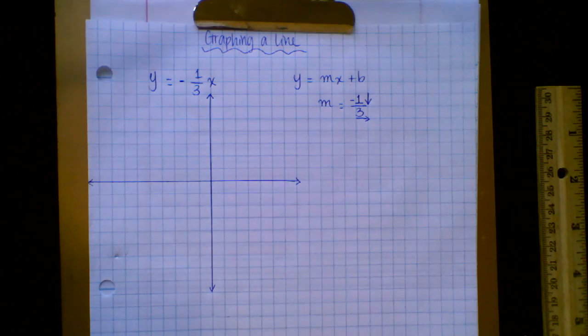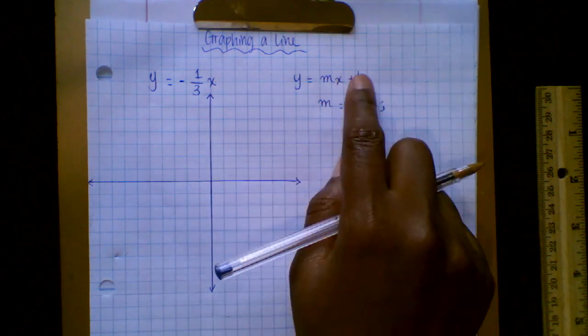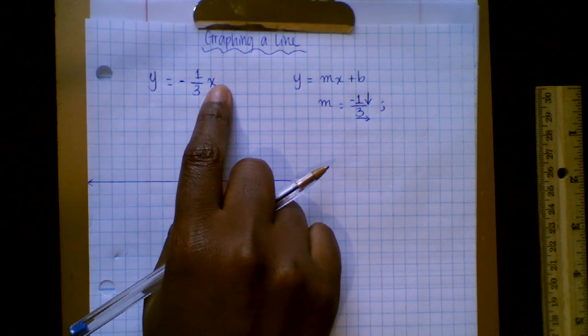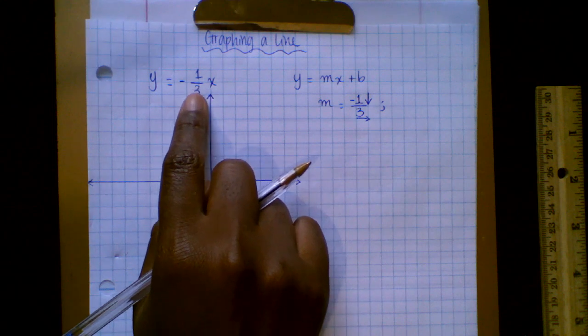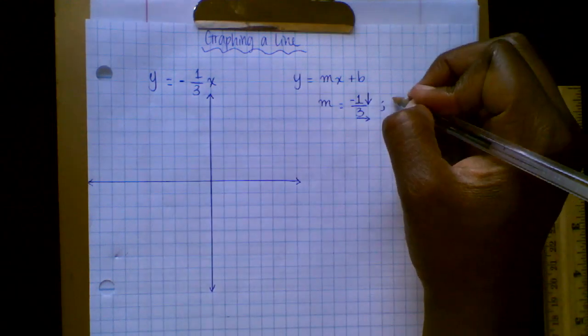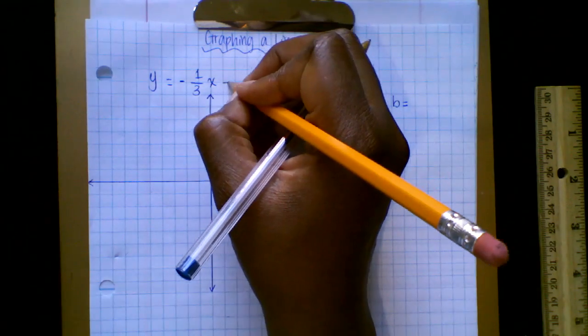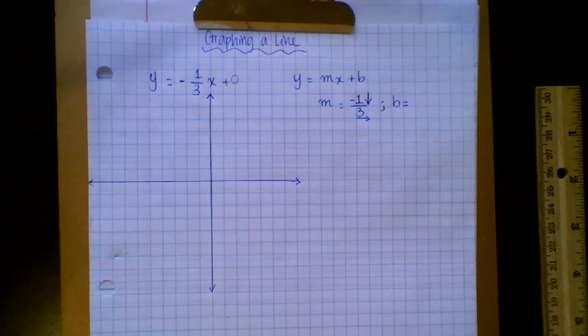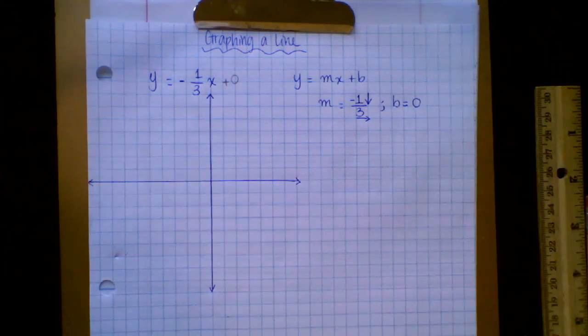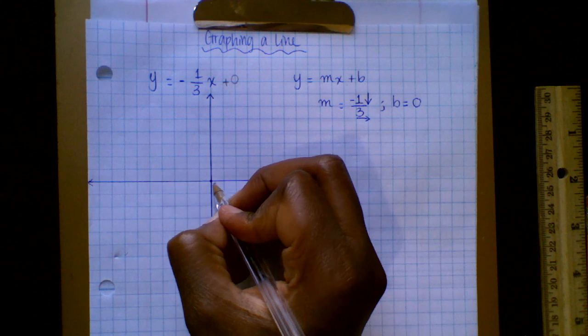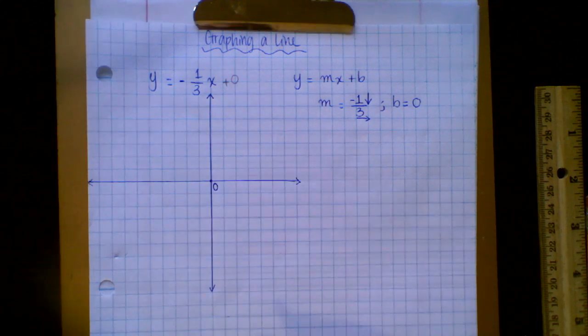From which point am I going to start? Remember, we always want to start from the y-intercept, the number by itself. I don't see a number being added or subtracted from -1/3 of x. If you don't see a number added, the number is +0. So the y-intercept is 0. What does it mean for the graph? It means that the line is passing through the origin. The y-intercept is the origin, so I'm placing a dot at the origin. That's where we're going to start.